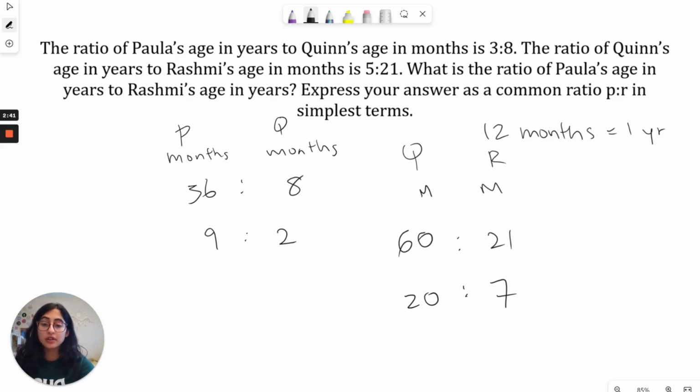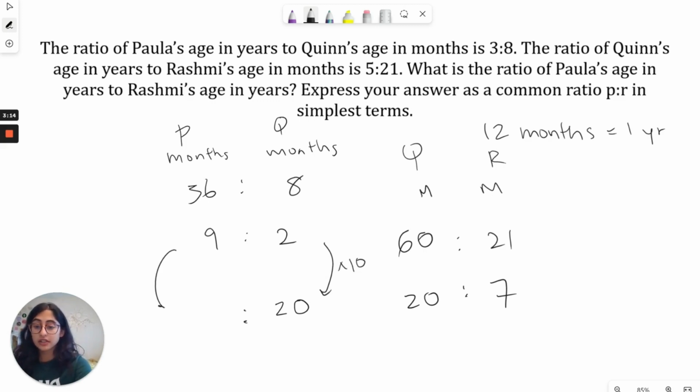To do that, we're going to have to use Quinn as an intermediary, because we don't know directly how to get from Paula to Rashmi, but we do know how to get from Paula to Quinn, and then from Quinn to Rashmi. So let's try to get Quinn to be the same in between them. If we can find what value of Paula goes with 20 for Quinn, well, that's just equal to 20 for Quinn, which is equal to 7 for Rashmi, right? So to get from 2 to 20 for Quinn, we have to multiply by 10.